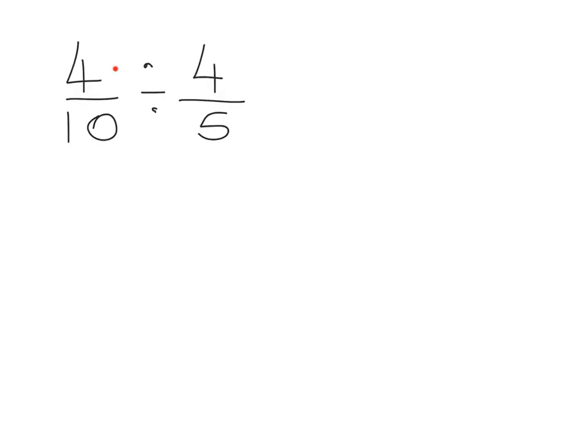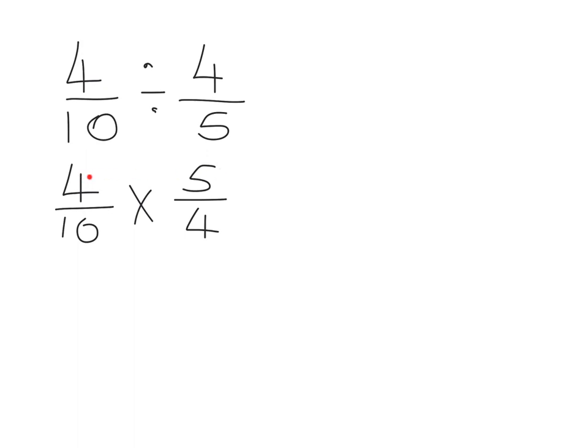Okay, here's another one. We've got 4 over 10, and we want to divide it by 4 over 5. So again, flipping times. So we're going to turn this upside down, and we're going to change our divide to a multiply. So this one doesn't change, it stays the same. Our divide sign becomes a multiply, and we turn the second fraction upside down. Then we just go ahead and multiply.